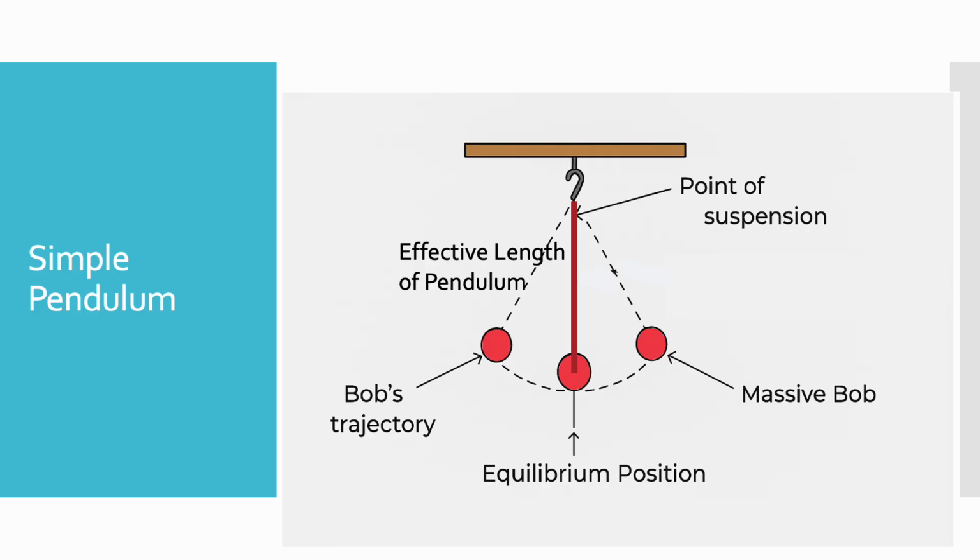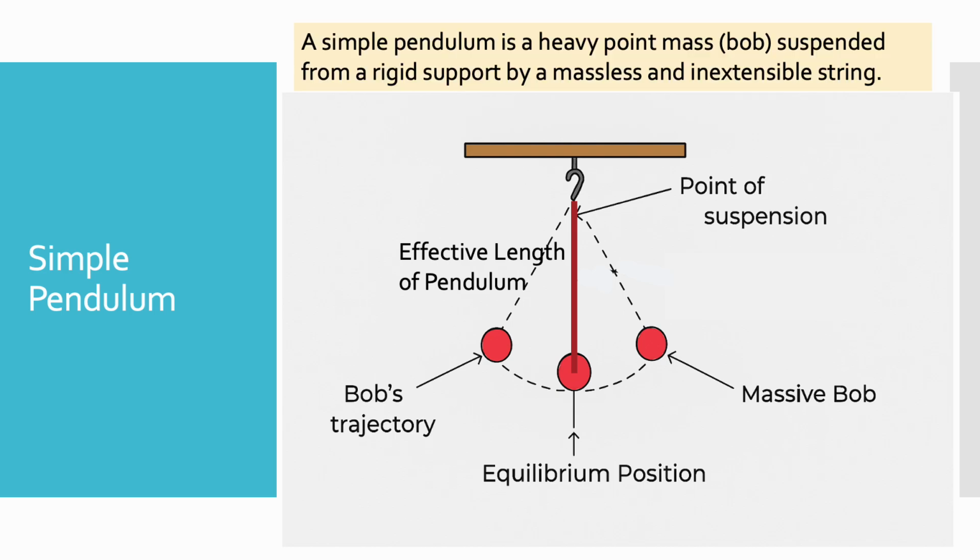A simple pendulum consists of a heavy point mass called the bob, suspended by a light inextensible string from a fixed support. It swings back and forth under the influence of gravity.